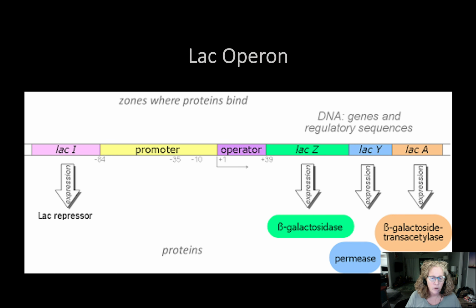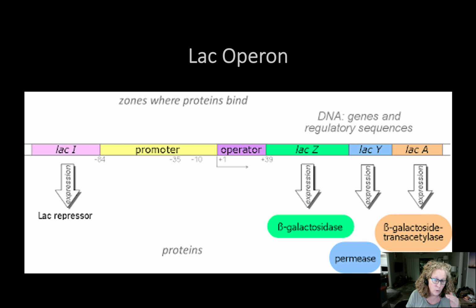Now, the Lac Operon is an inducible operon, so it is normally under negative control. If I'm in a normal glucose environment, I have no reason to produce these enzymes because there's no lactose present. So in this case, the operon is inducible. It is normally turned off. We're only going to turn it on if lactose becomes present.